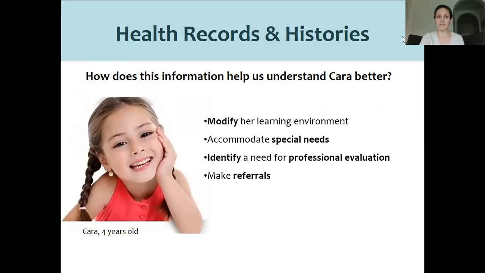Over time, obviously not maybe in the first meeting when that child first starts, but over time you can eventually help that family come to realize that maybe there's a need for a professional evaluation, because you've had observations that help the parent also see that there's a concern. And then once they get that evaluation, how to funnel them to the proper referrals. And so we'll talk a little bit about that.